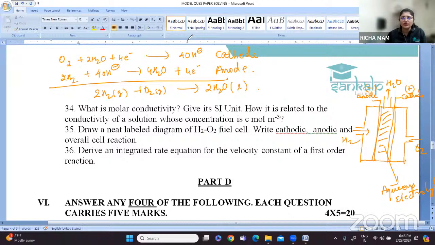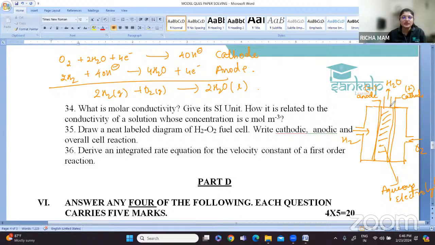For writing the proper diagram with labels, and the cathodic, anodic and overall cell reactions, you will get 3 marks. So out of 4 questions, you have to answer any 2. Is it clear? Yes.